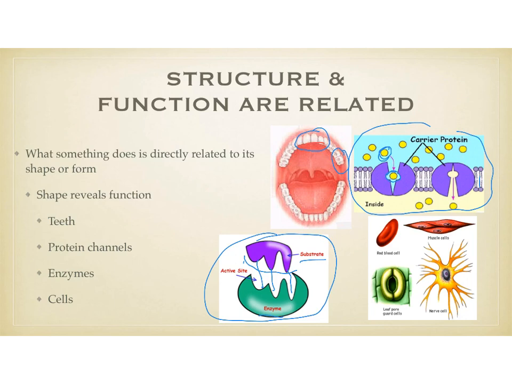Lastly, we have groups of different cells. Our different cells are pictured here. A red blood cell looks circular, but flat.